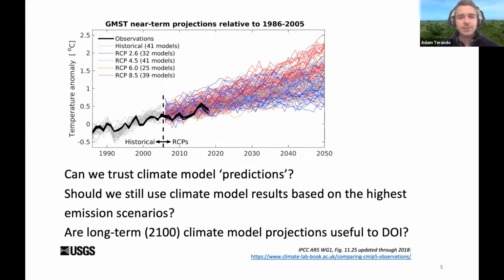Should we use climate model results based on the highest emission scenarios to still inform decision making, or are those no longer plausible at all? And are long-term climate model projections useful to the Department of Interior? What's the foreseeable future, to use a term in a certain act that we all pay attention to, the Endangered Species Act? So these were the types of questions that we were getting.